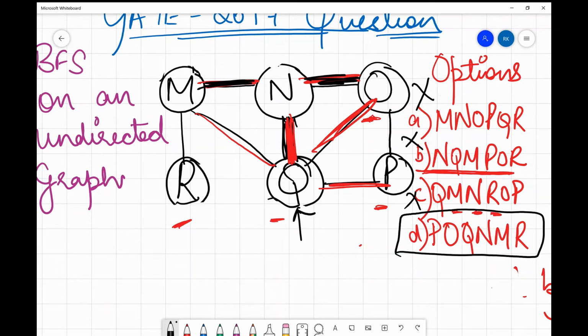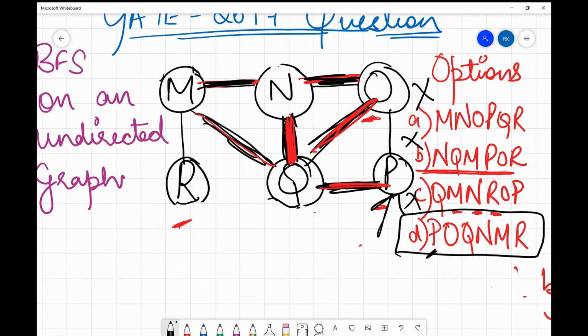But we should also verify whether this is the correct answer or not by processing it once. So what we do is we start with P as the starting node now. I mark all the edges as black again. Okay, it's a bit clumsy right now, just bear with me. I start with P as my starting node over here.